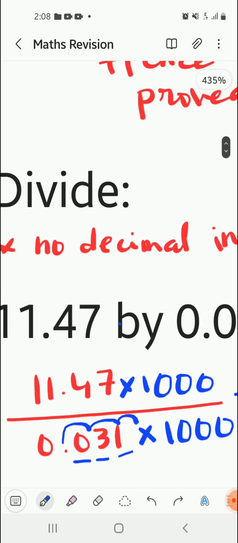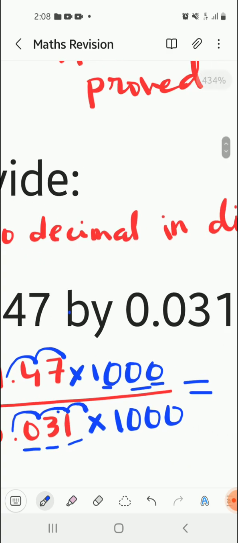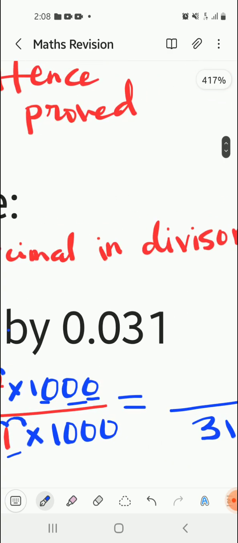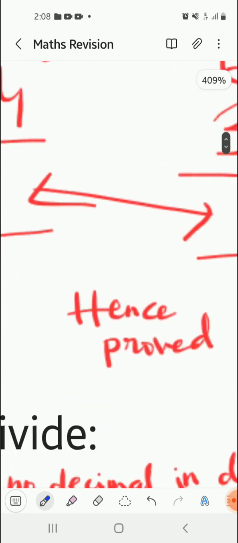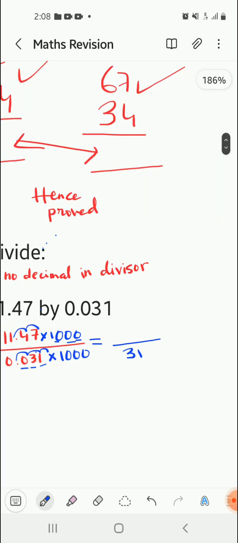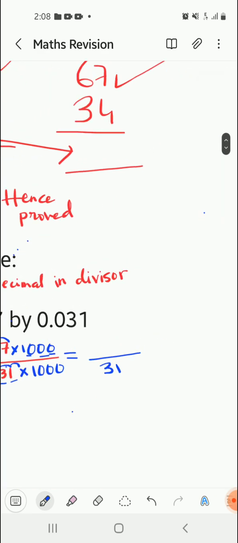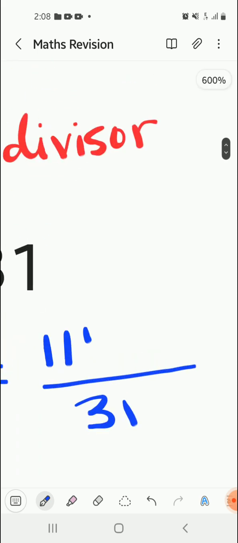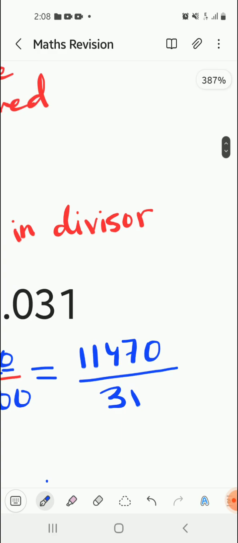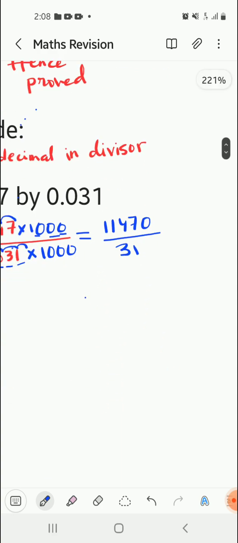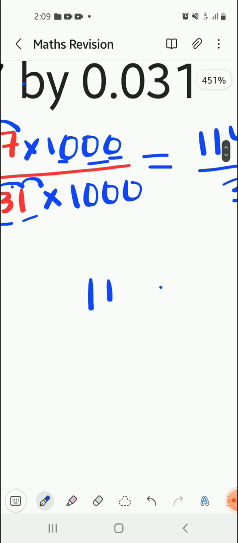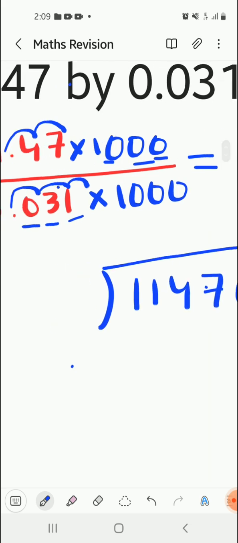So here, because of 3 zeros, the decimal point will shift once, twice. Now it's done. Over there, there are no other numbers here, so you will insert a 0 after this. So we are going to write 11470. Now simply we need to divide the number. So let's do it. 11470 divided by 31.